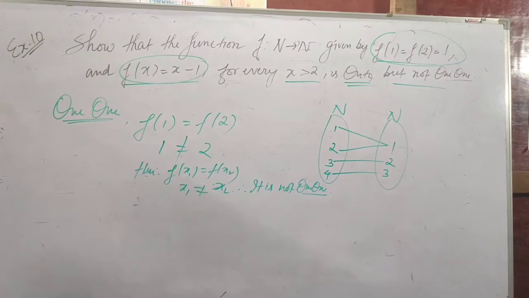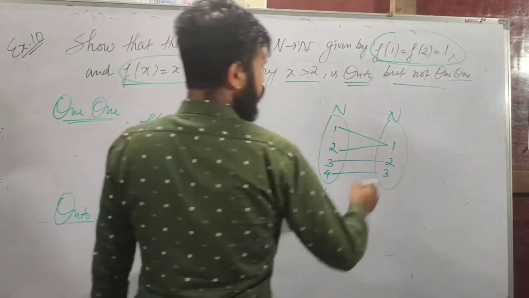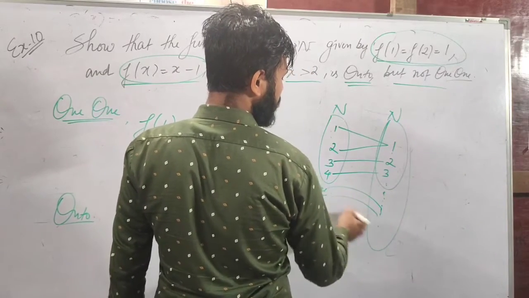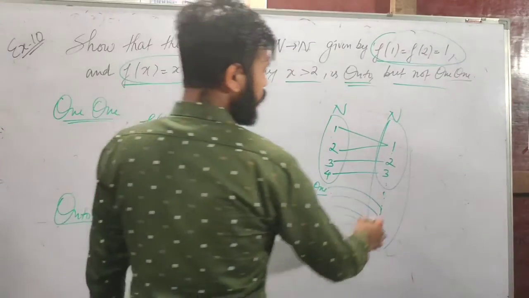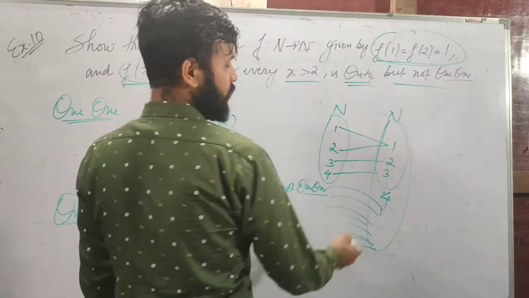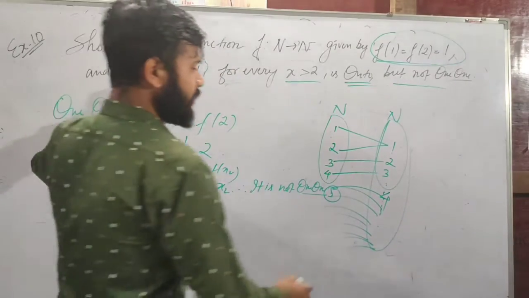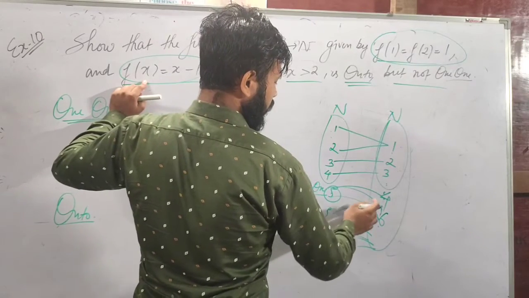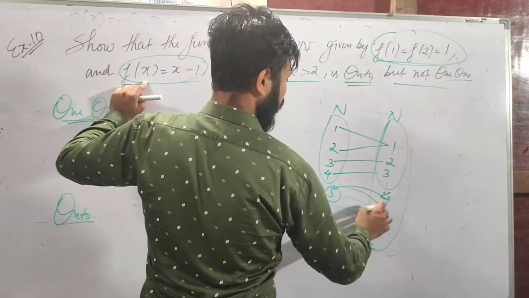Simple, finished. Now what about onto? Onto means all the elements of the codomain should have some pre-image. Now if you take 4, what will be the pre-image of this? 5, definitely, since 5 minus 1 is 4. If you take 6, what is the pre-image? It will be 7, since 7 minus 1 is 6.